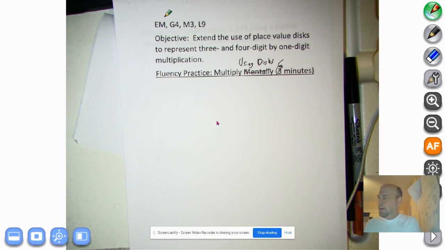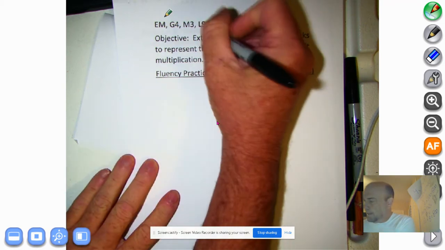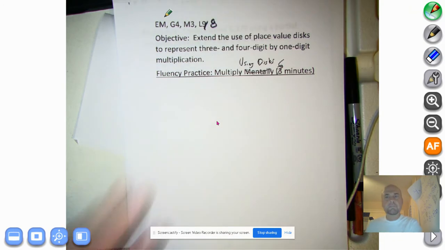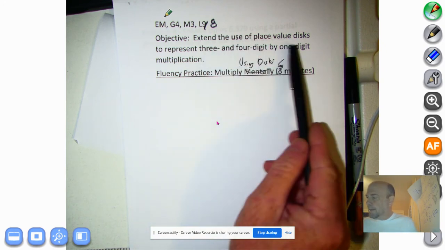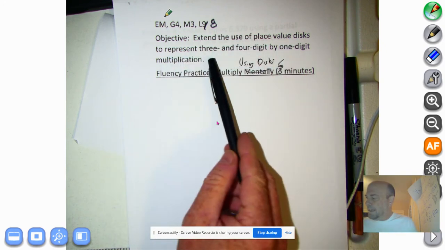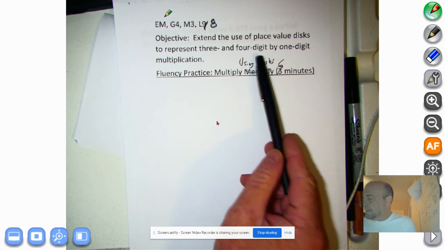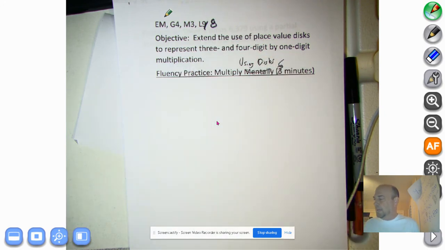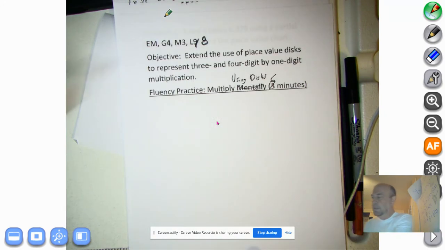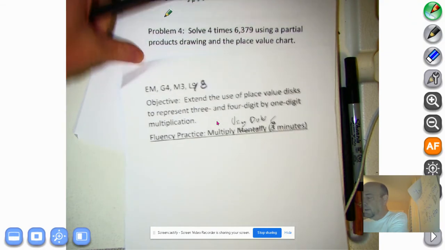Let's get started right away on our lesson. Actually, it's lesson 8. Made a few mistakes last night making this up. All right, our objective: we're going to extend the use of place value discs to represent 3 and 4 digit by 1 digit multiplication. So, simply said, we're doing more multiplication, okay? No biggie. I know we can handle that.